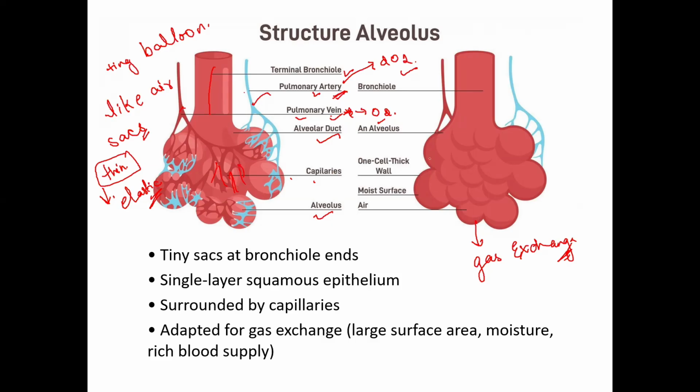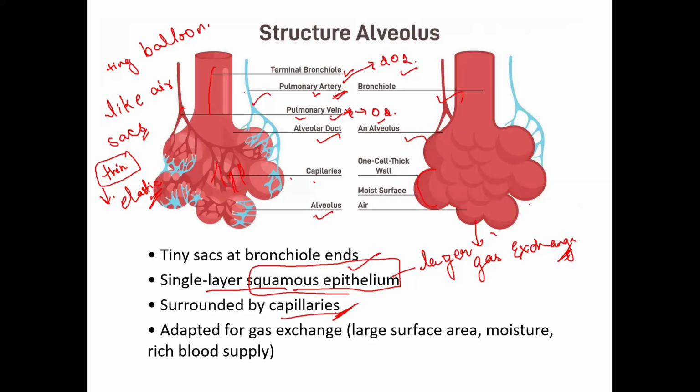The bronchiole and alveolus are one cell thick. It means it has a very fine wall to help in gas exchange. So the tiny sacs of the bronchiole have a single layer of squamous epithelium. It's basically a kind of layer. We will learn in higher classes what squamous epithelium is. Then it is surrounded by the blood capillaries.